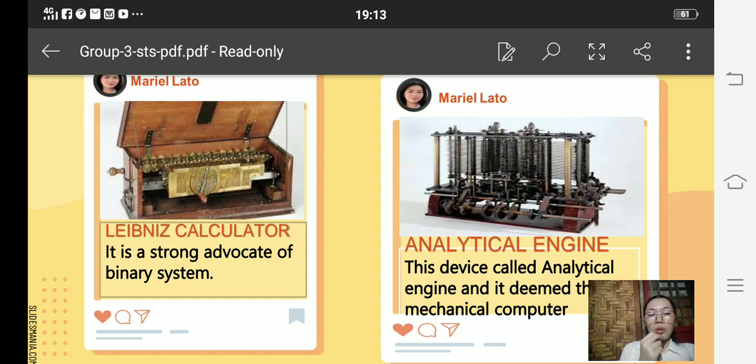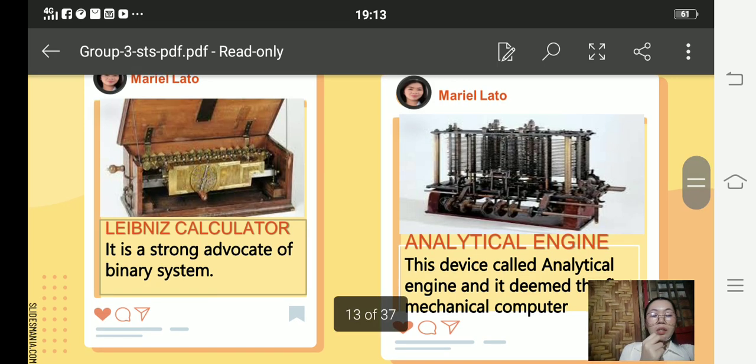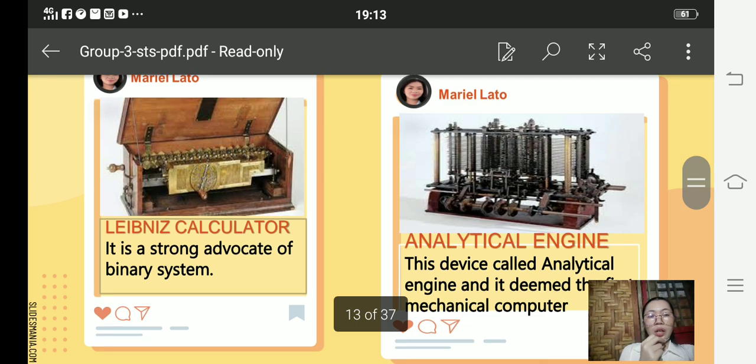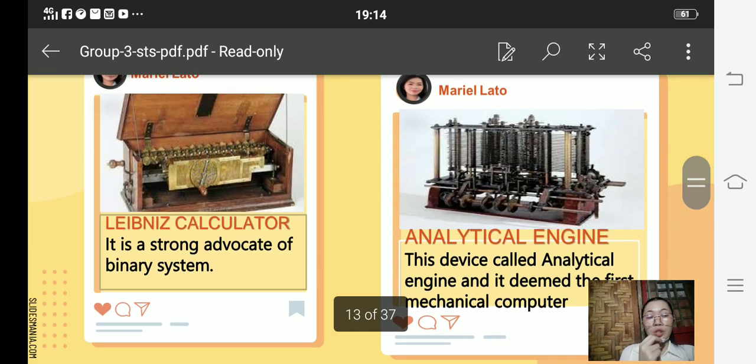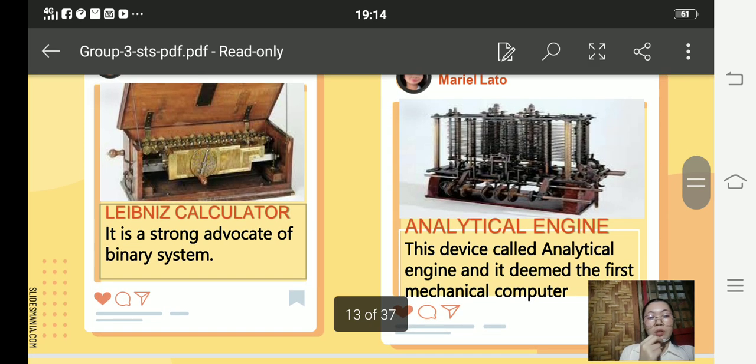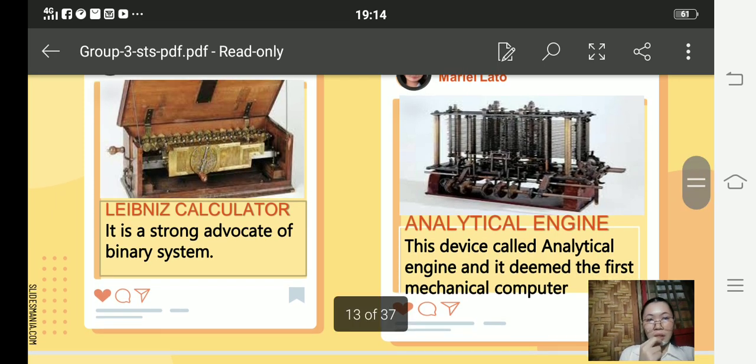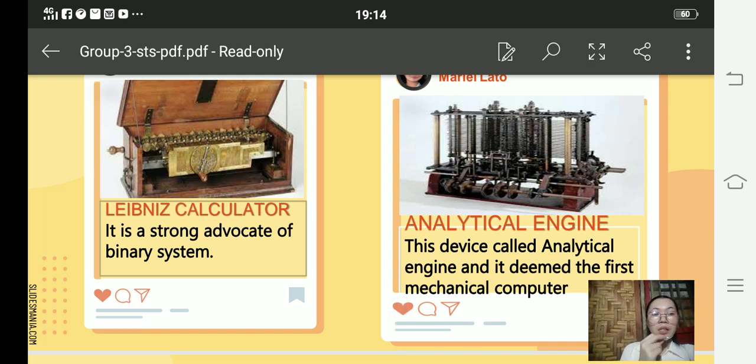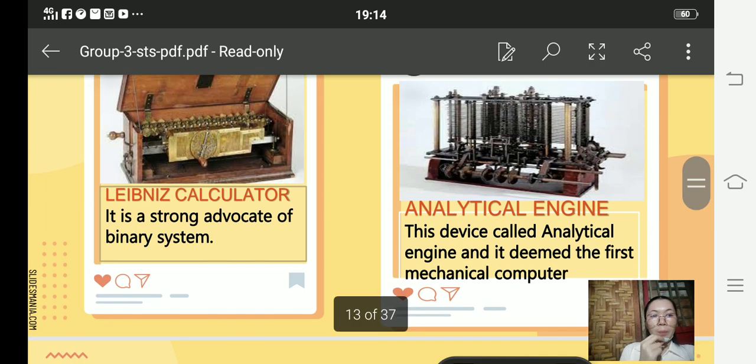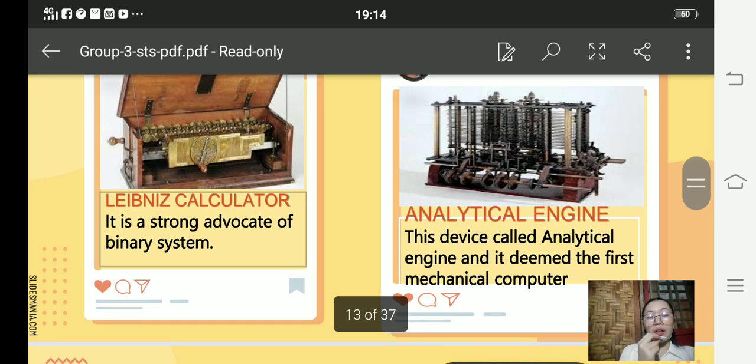The Leibniz calculator is also known as the step reckoner. The step reckoner is capable of performing multiplication and division as well. Some features of this mechanical device: it is made of copper and steel, and the step reckoner represents its numbers in decimal form, and it is based on a gear mechanism invented by Leibniz and now known as the Leibniz wheel. And next is the analytical engine.